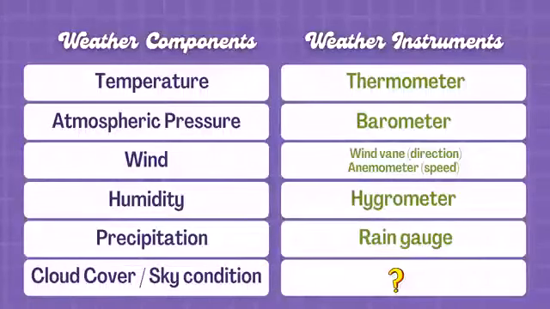As an additional information, for cloud cover or sky condition, what meteorologists use is a ceilometer. A ceilometer is a device for measuring the height of cloud bases and overall cloud thickness.